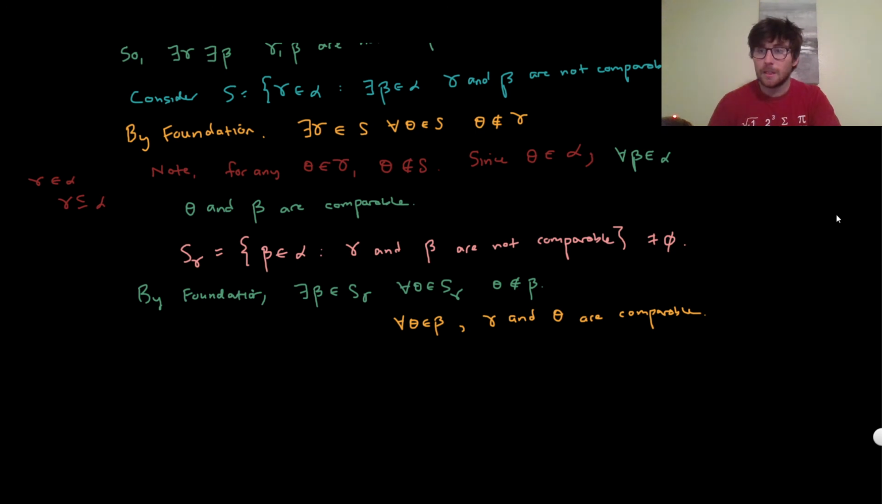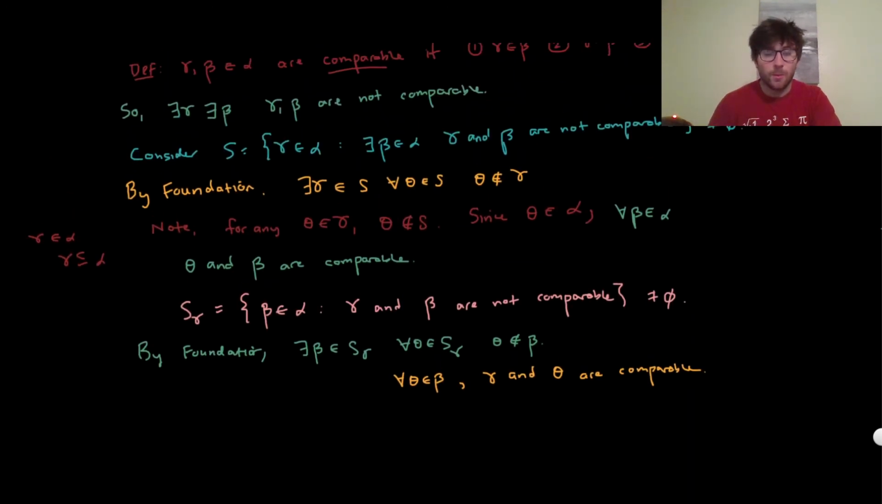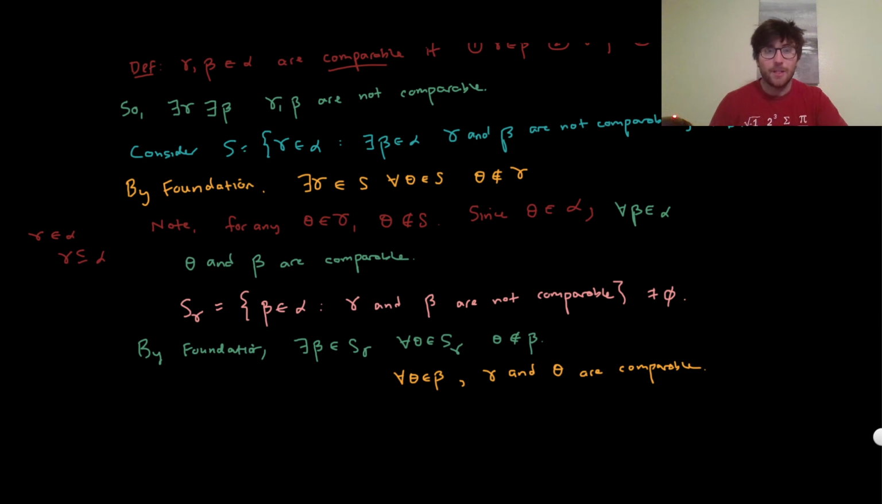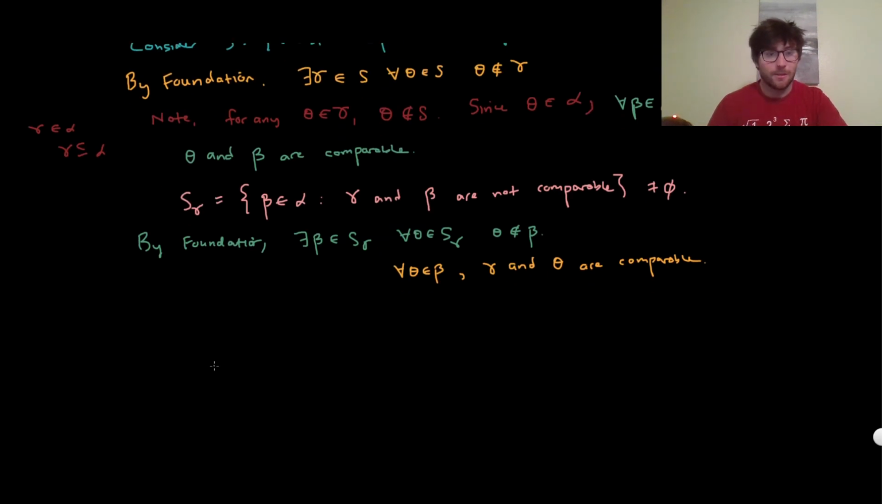And then one final note, just by the definitions of these things, gamma and beta are not comparable. So note, gamma and beta are not comparable. So what's going to be the contradiction? We're going to prove that they're actually equal to each other, right? And so this would contradict that they're not comparable with each other.